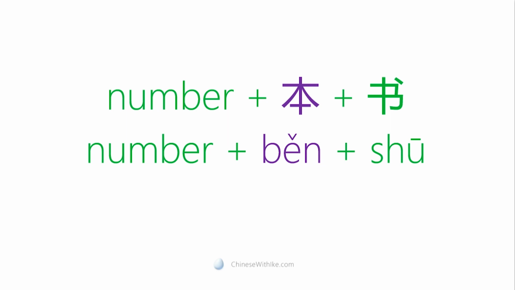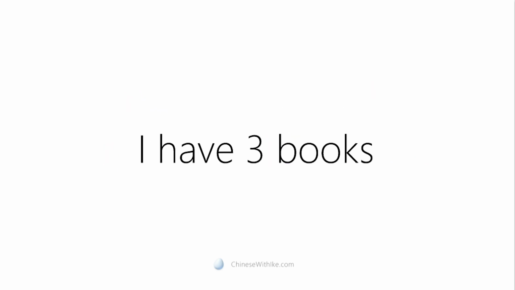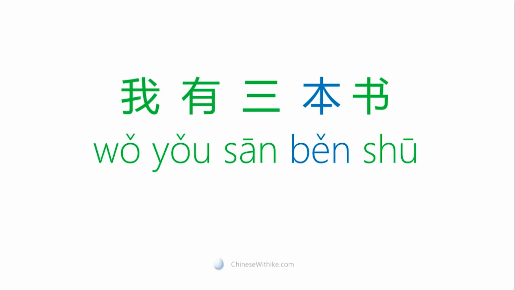For books or something similar like notebook, textbook, we use the measure word 本, 本. So try to say, I have three books. 我有三本书。我有三本书。Here, remember to use measure word 本 between 三 and 书.